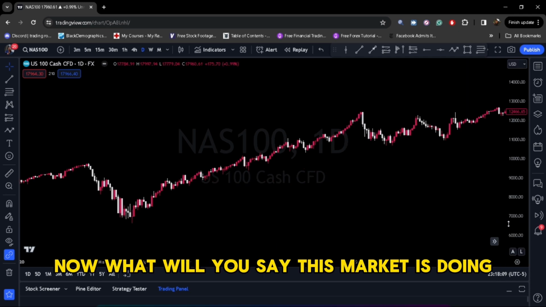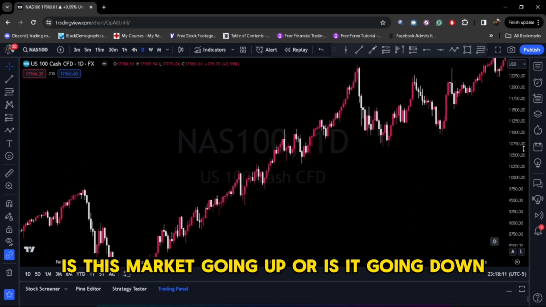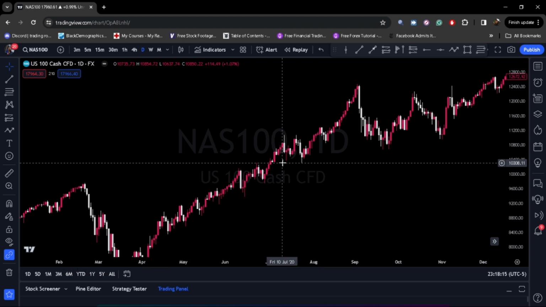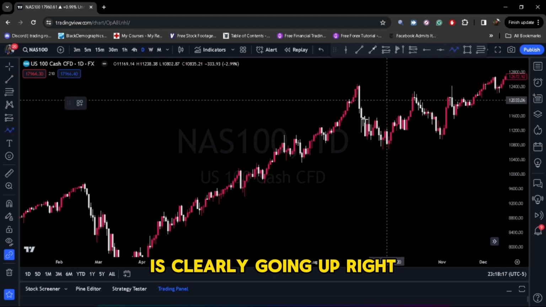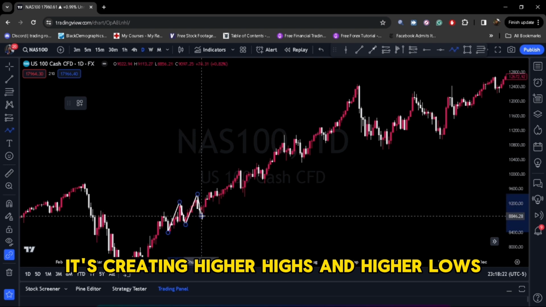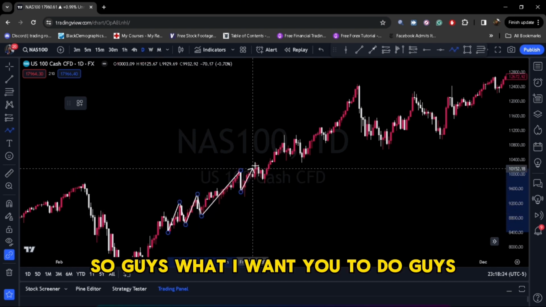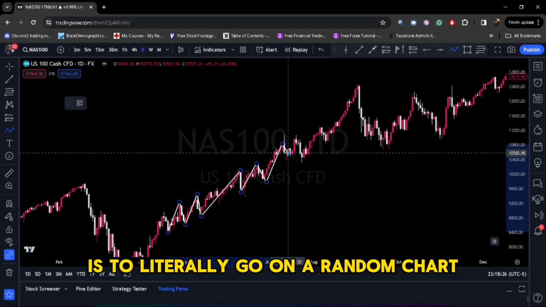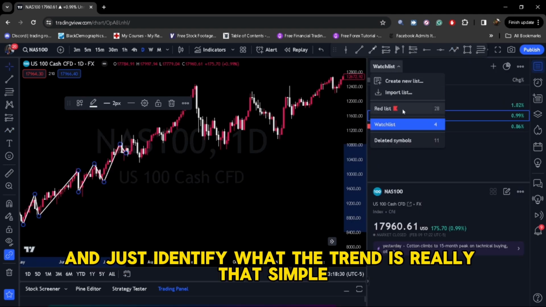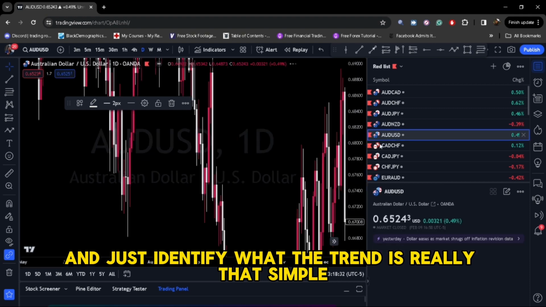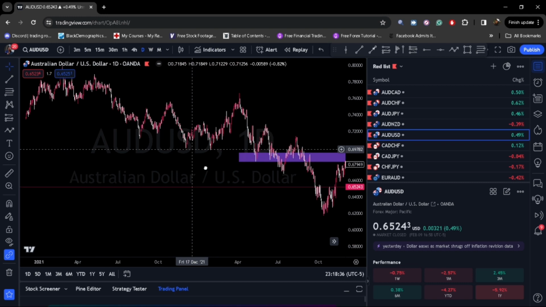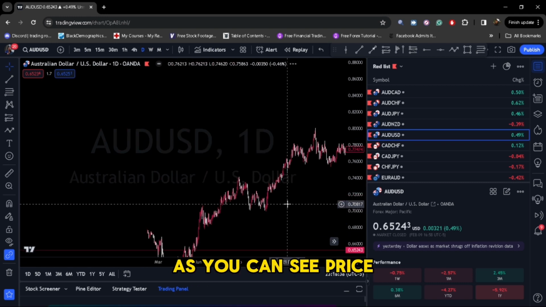So guys, let me give you a very simple test. Now, what will you say this market is doing? Is this market going up or is it going down? It's clearly going up, right? So it's creating higher highs and higher lows, as you can see. So guys, what I want you to do is to literally go on a random chart. Just go on a random chart, right? And just identify what the trend is.